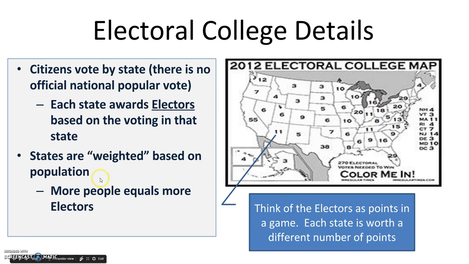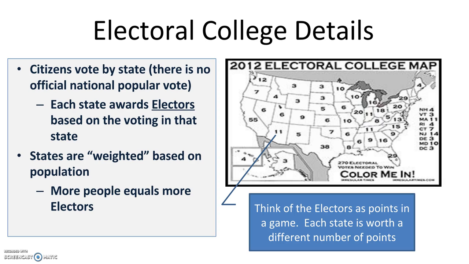Notice on this map, and this explains the Electoral College, that each state has a number value on it. That number value is the number of Electoral College votes, or electors, that state is worth. Virginia is worth 13, California is worth 55, New York is worth 29, Montana is worth 3. Those numbers are very important. Those Electoral College votes are put in place to weight each state based on population. So states with more people in them are going to have a higher number and going to be worth more Electoral College votes.